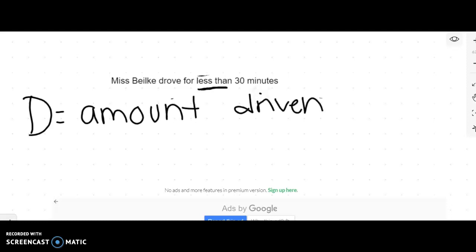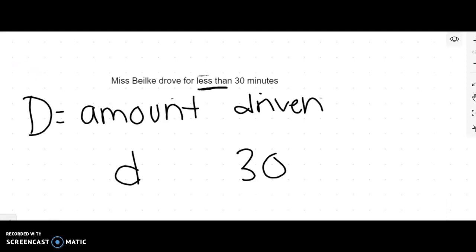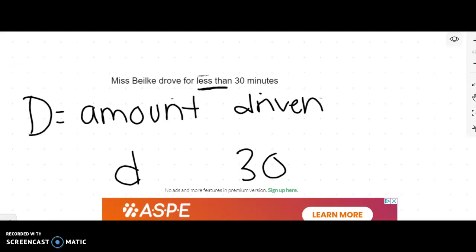Okay, so I'm going to say D, and I'm going to put my 30 over here. So now I've got to think less than 30 minutes. I didn't make it quite 30 minutes, so it's got to be less than that. So that means the amount I drove is less than 30.